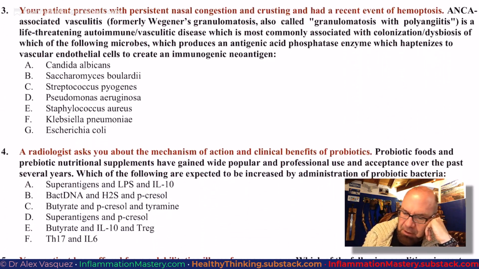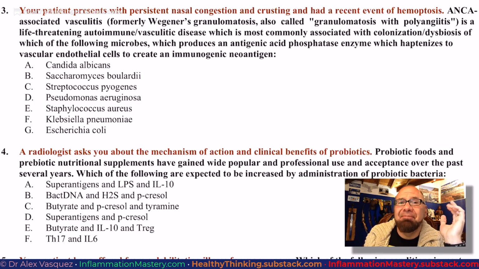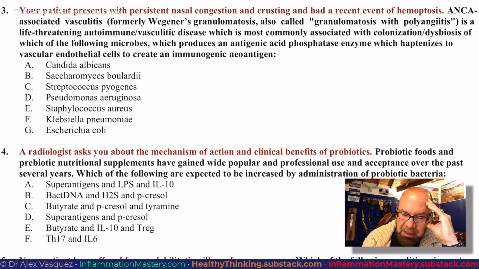Let's go to number 3. Your patient presents with persistent nasal congestion and crusting. So if you know the research, then you already know the answer. Your patient presents with persistent nasal congestion and crusting and had a recent event of hemoptysis, that's coughing up blood.